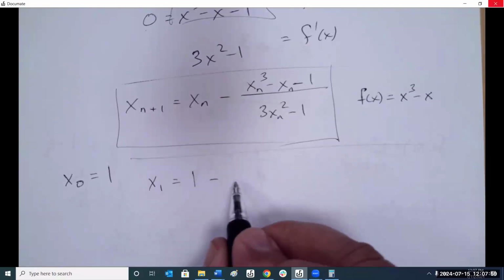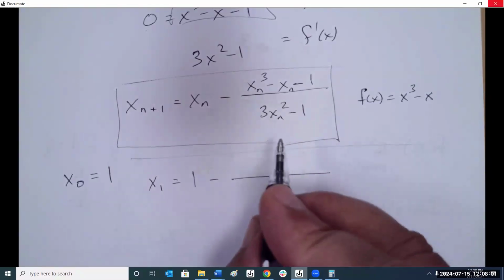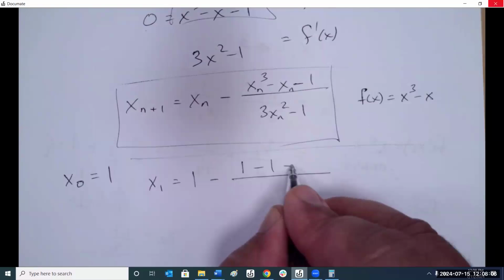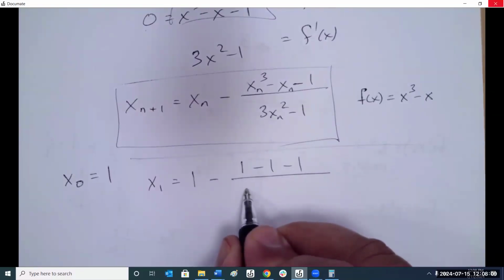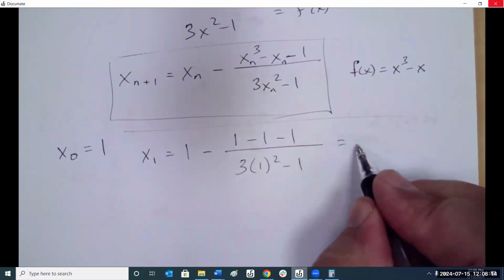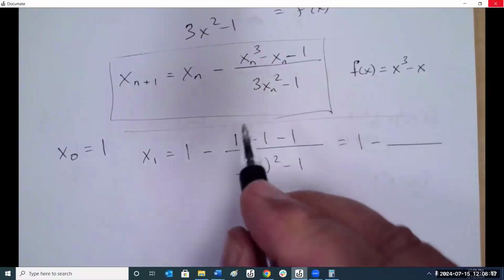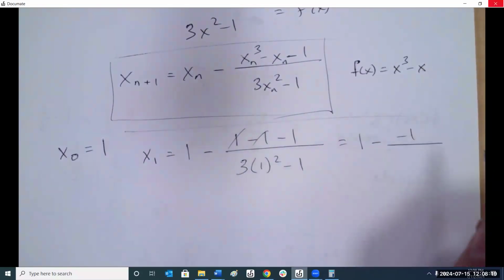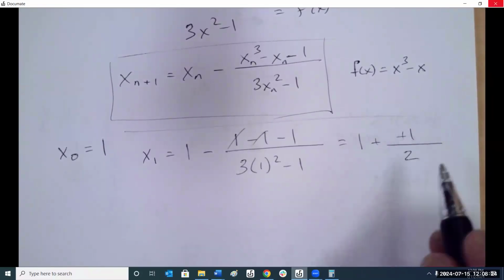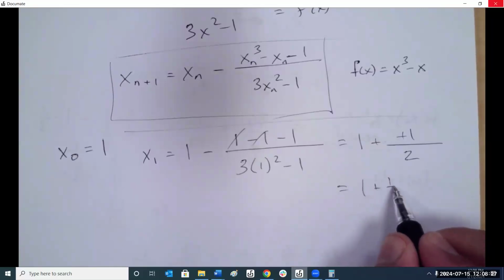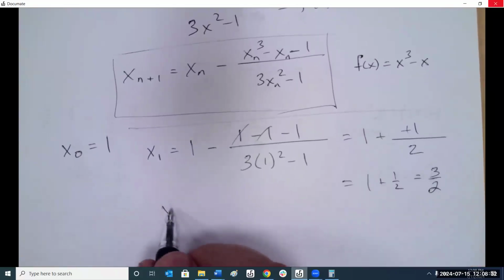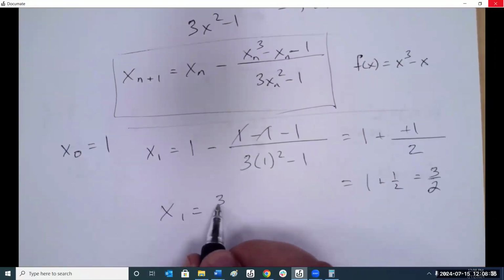Equals 1 minus 1 minus 1 minus 1. And minus 1 cancels, so it's -1. 3 minus 1 is 2. So x sub 1 is equal to 3 over 2.